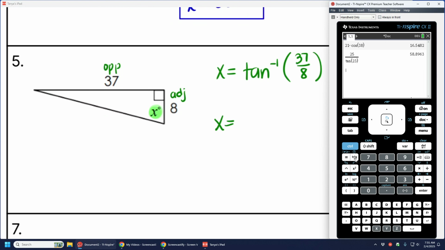So I'm going to press my trig button and make sure that you're selecting the one with the little -1. So that's the bottom row. Tangent 37 divided by 8. And that gives me 77.8. So that angle is 77.8 degrees.